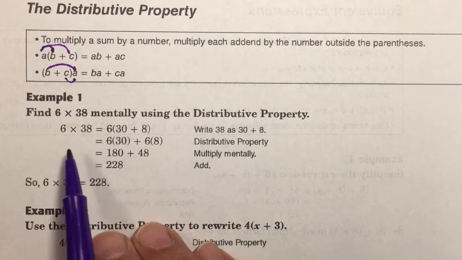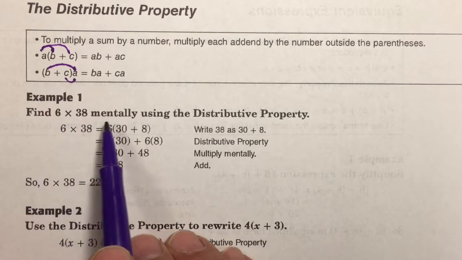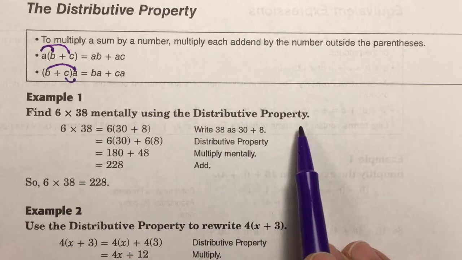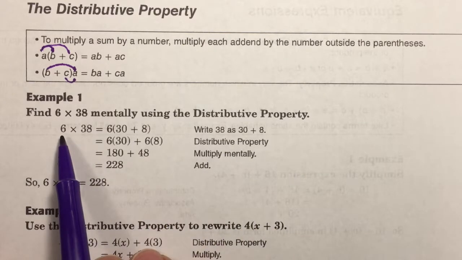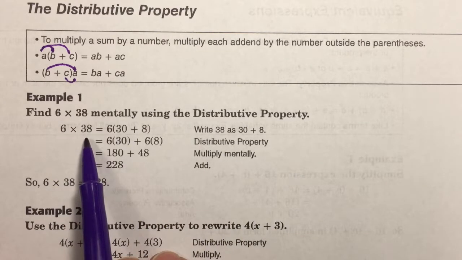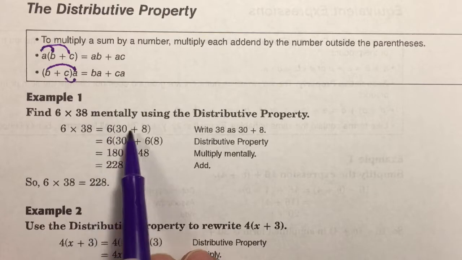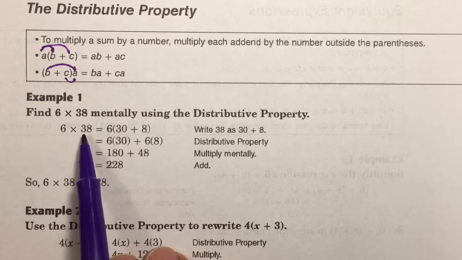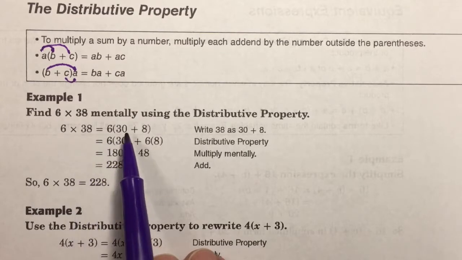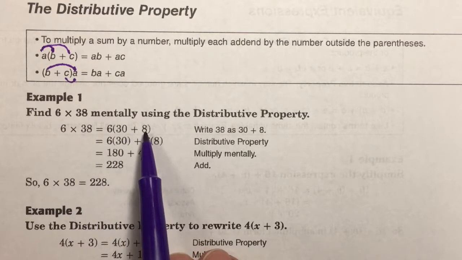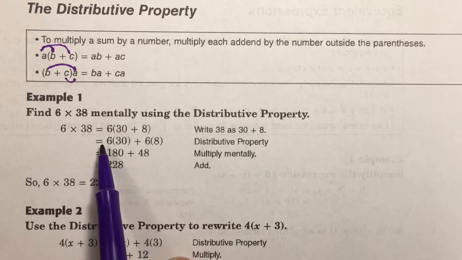Let's see example number 1. Find 6 times 38 mentally using the distributive property. What do we do? We rewrite 6 times 38 as 6 times, open a parenthesis, and let's see how I can write 38. 38 can be written as 30 plus 8. Then I'm going to use the distributive property.